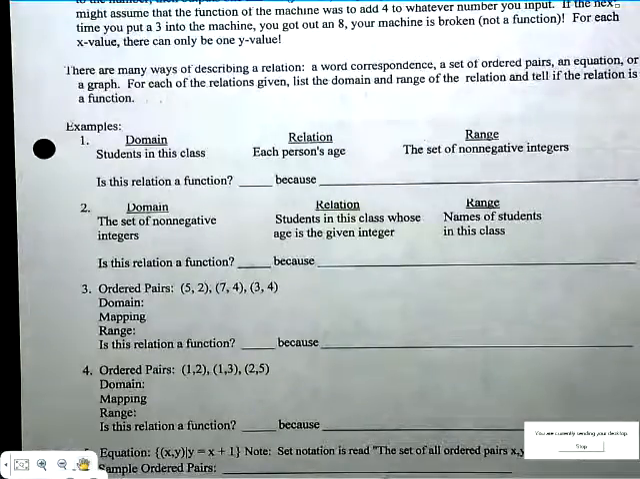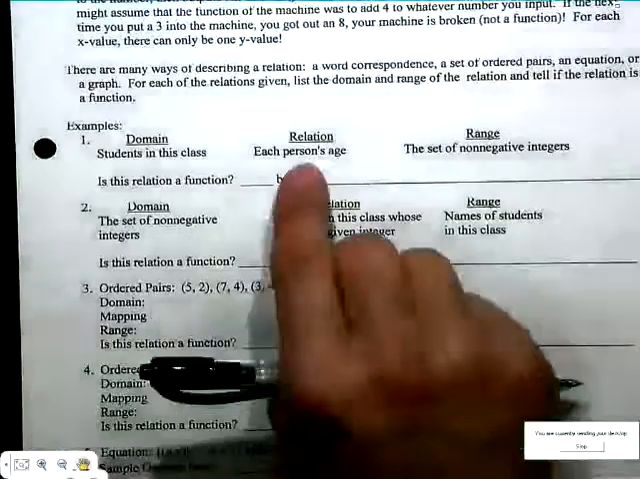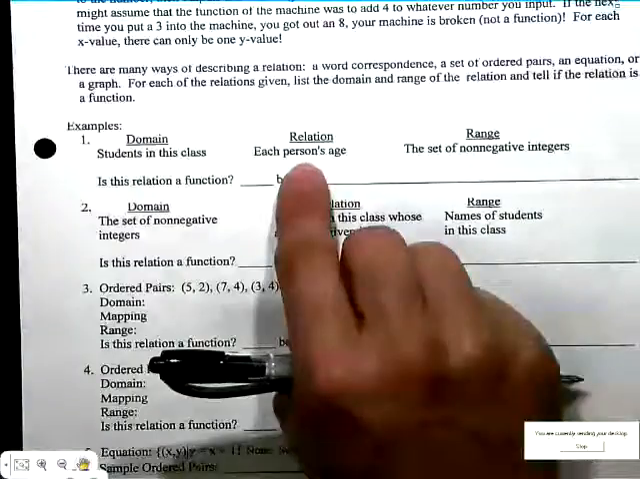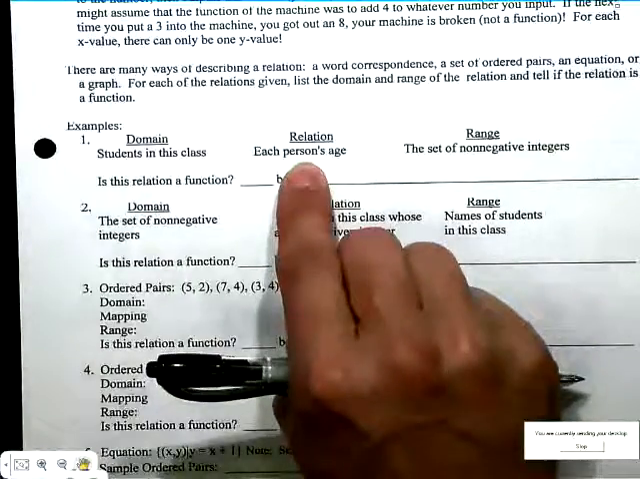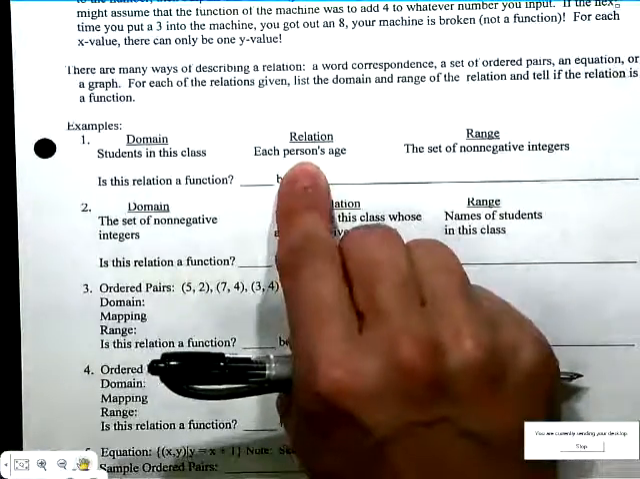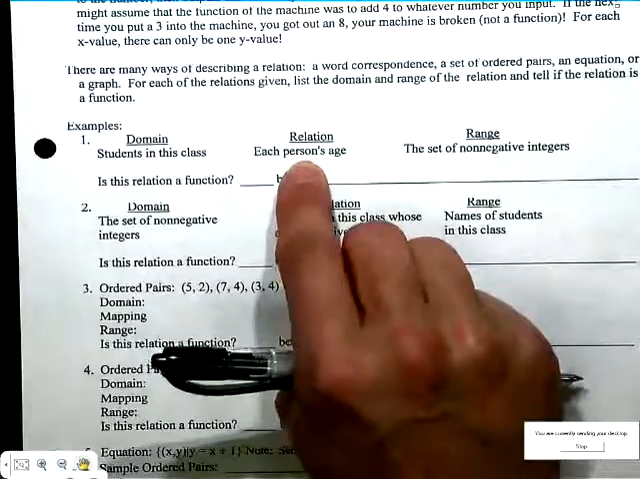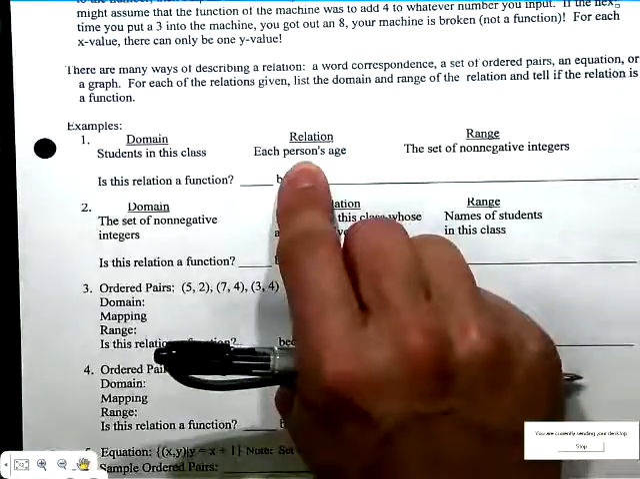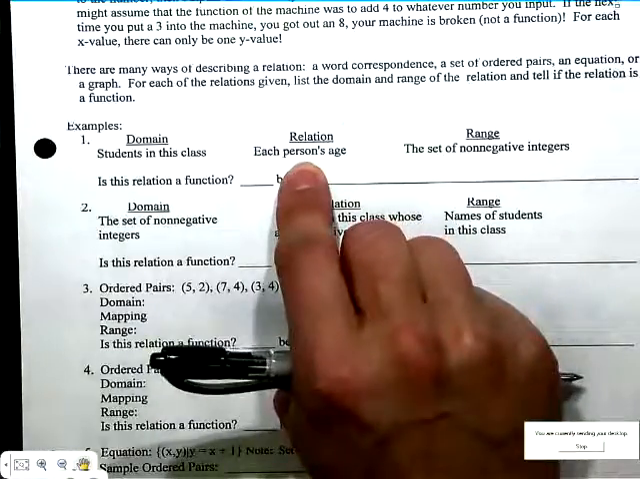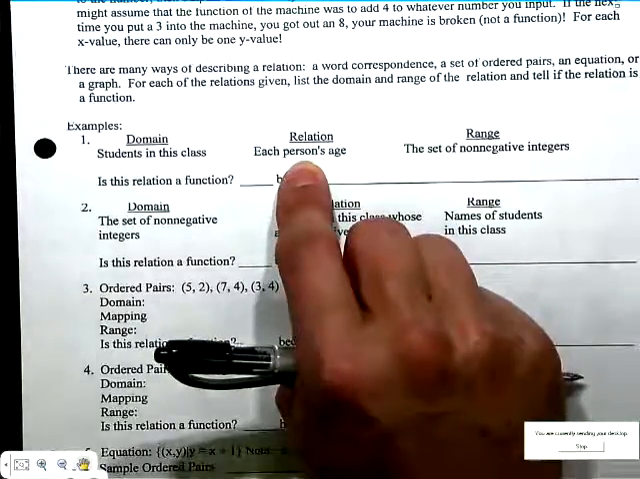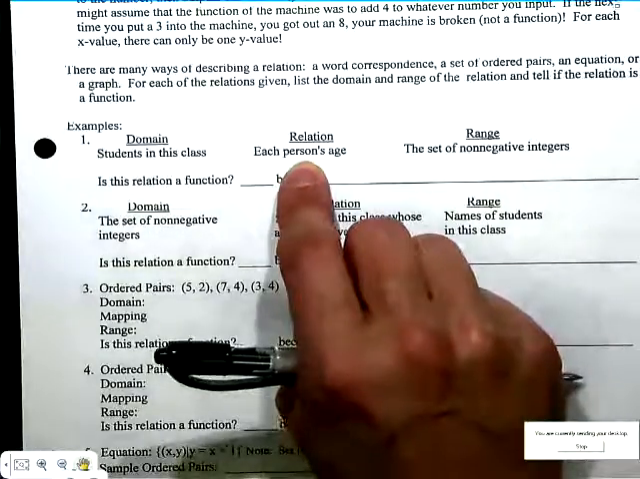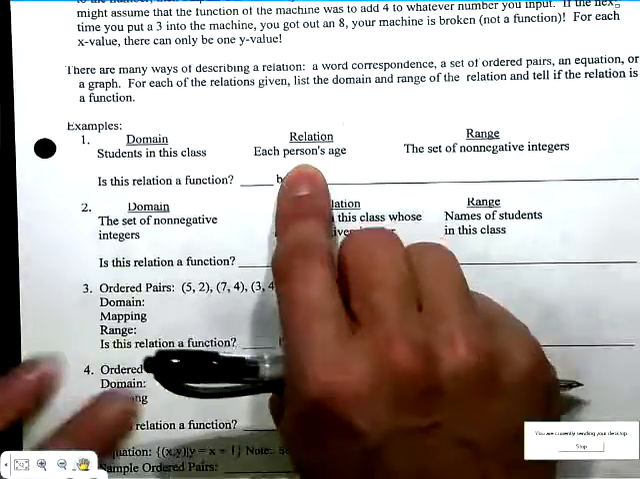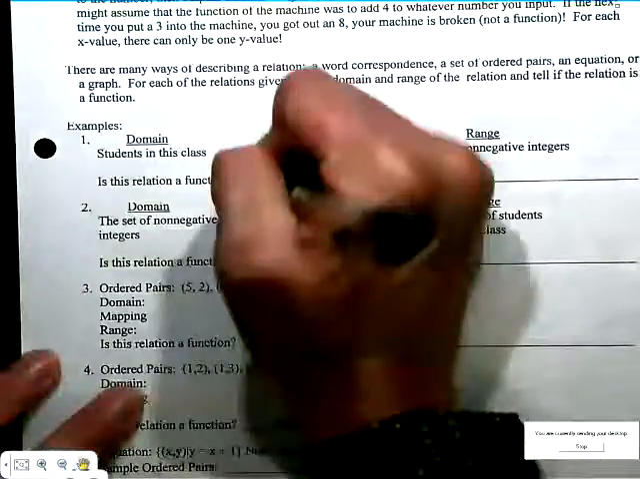I'm going to define this relation to be each person's age. So in other words, I'm going to just independently call out someone's name, and that person's going to tell me their age. Does that represent a function? Yeah, because if I call out your name, how many ages are you right now? There's only one right answer to how old are you. So each name corresponds to only one age, so that is a function.